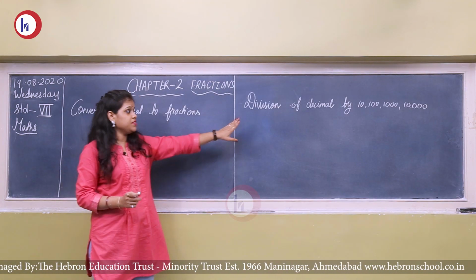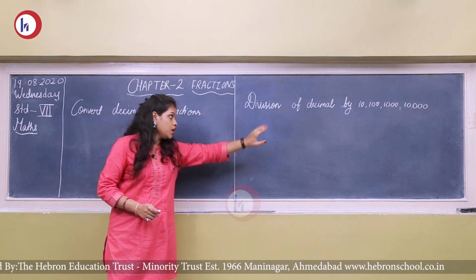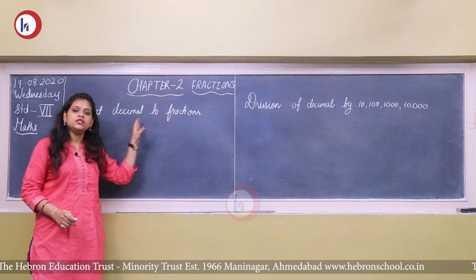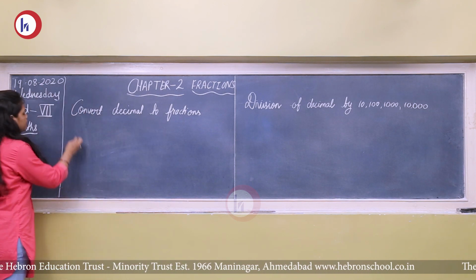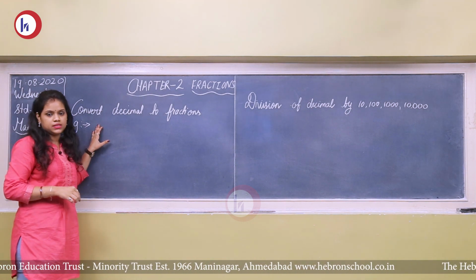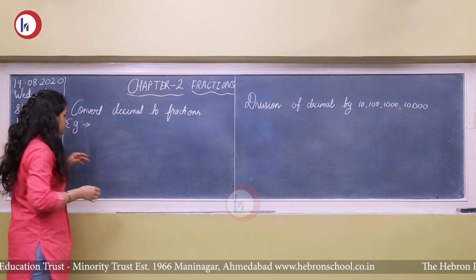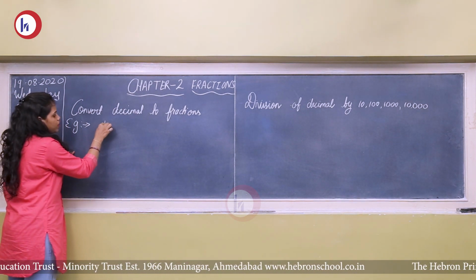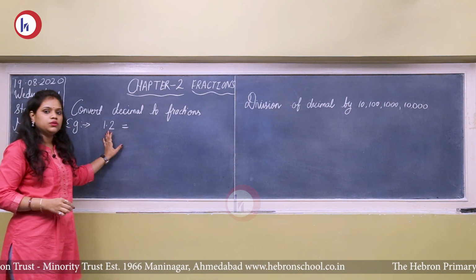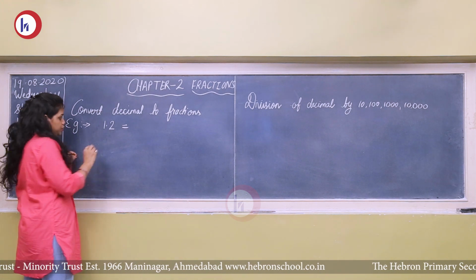Now we have to see division of decimals by 10, 100, 1000 and 10,000. But before that, you have to see how to convert decimals into fractions. So let's take one example. Whenever a decimal number is given, for division you have to convert it into a fraction. So how are we going to do that? Let's take 1.2. Suppose this is your number, you have to convert this decimal into a fraction.